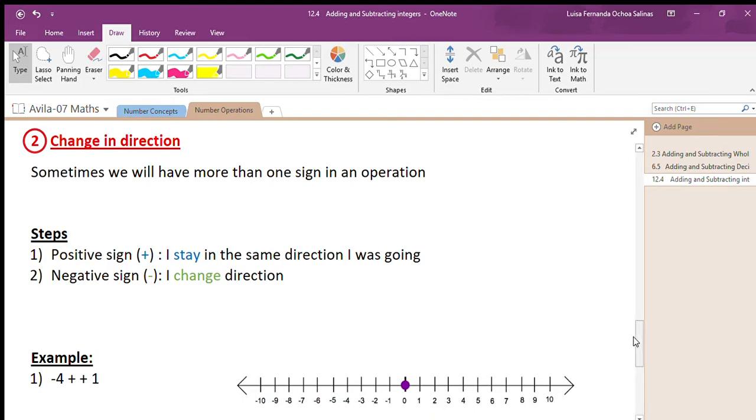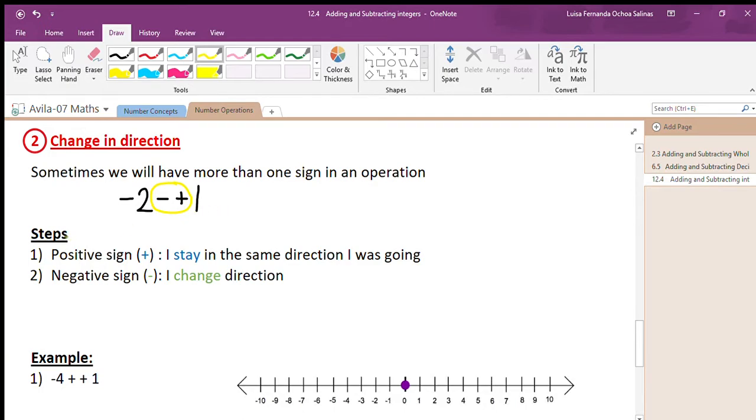Okay, girls, so section 2 is change in direction. Sometimes we will get more than one sign in an operation. So we will get something like, for example, -2 take away +1. And these two signs here seem a little bit confusing. So we're going to look at the steps of how to do that.